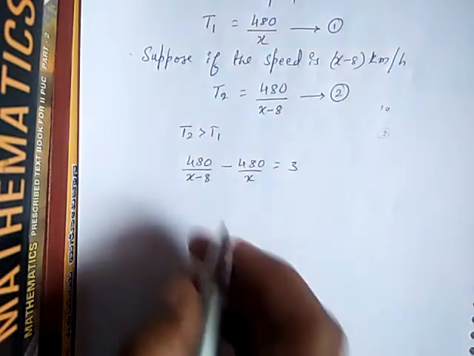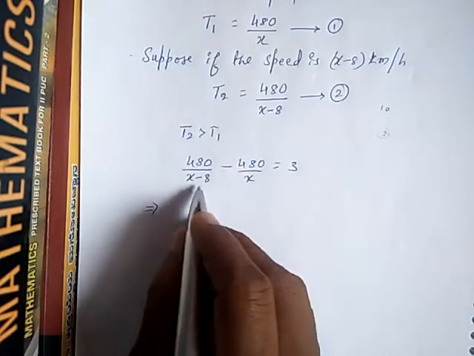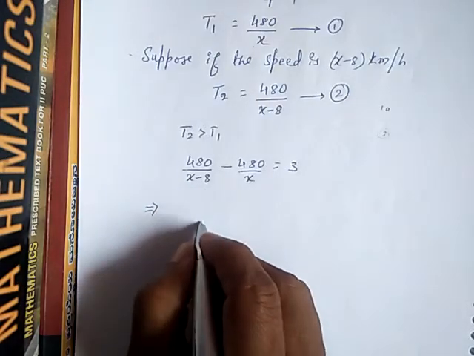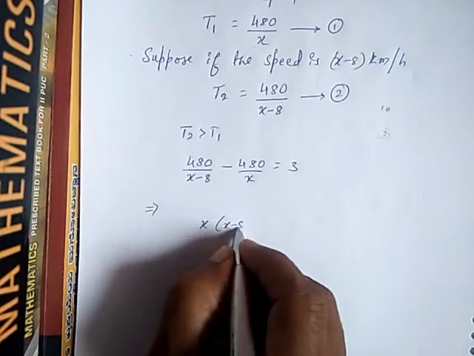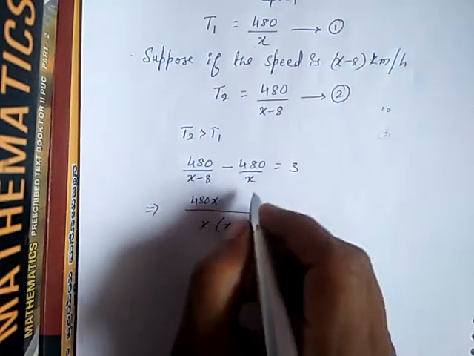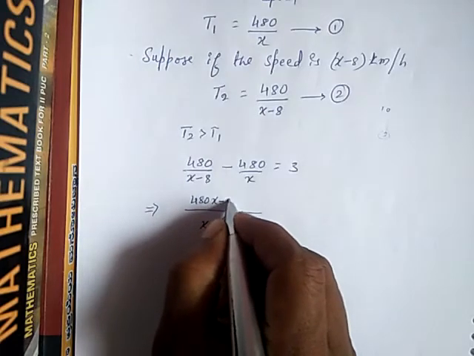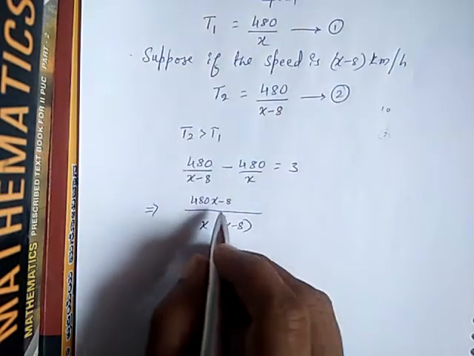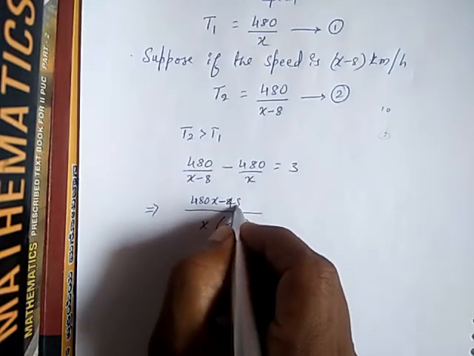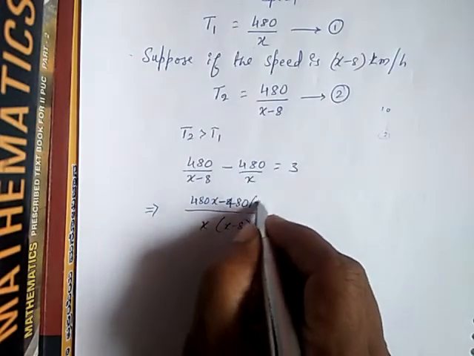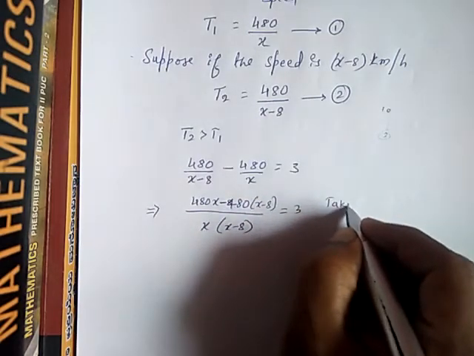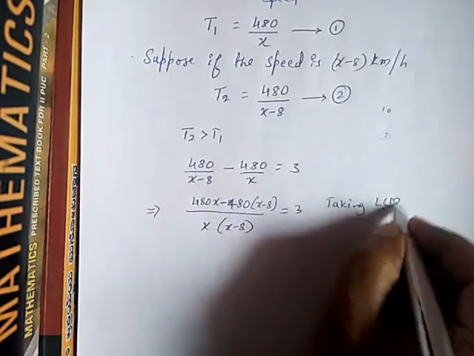Okay, so now this implies what? You have to take the LCM of these two. If you take the LCM of these two, what do you get? x into x minus 8. Again, here it is 480 into x minus 8, and here it is minus only, 480 into x. By taking the LCM you are getting it like this.